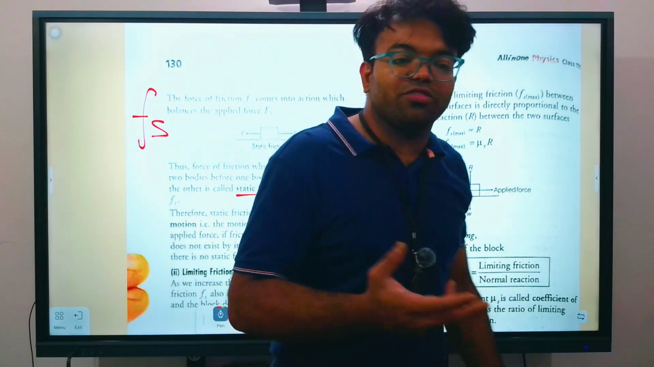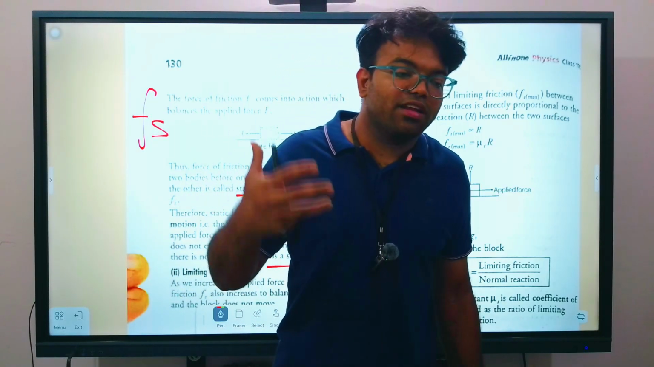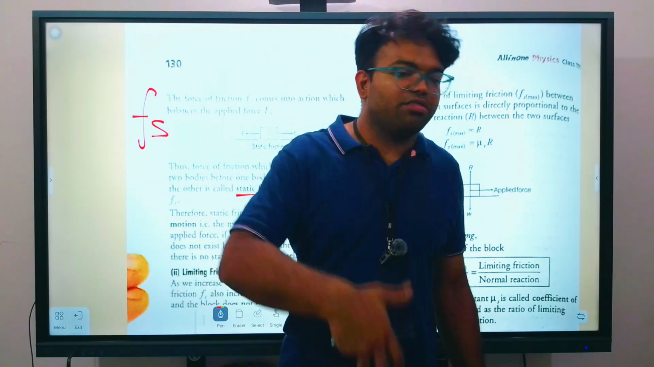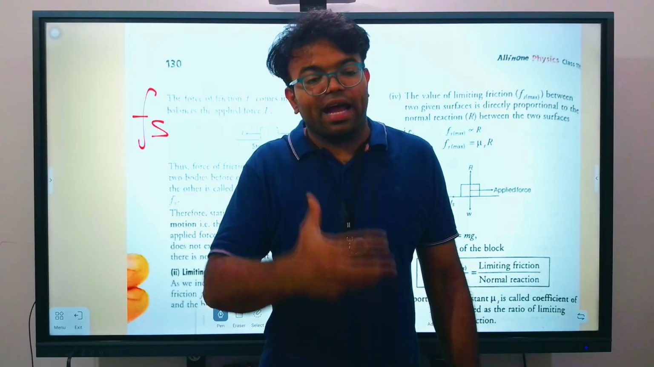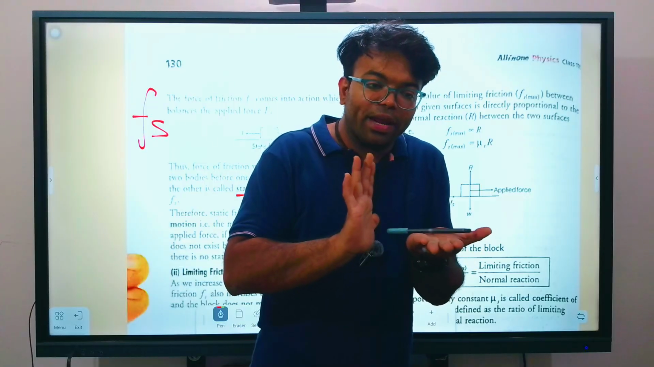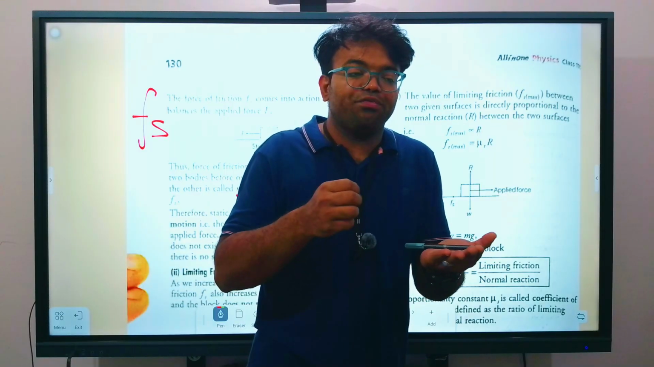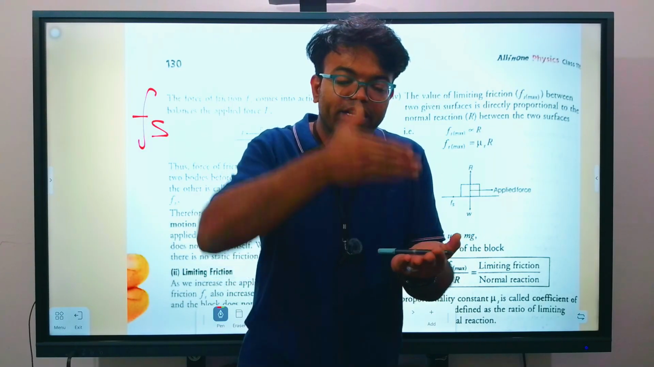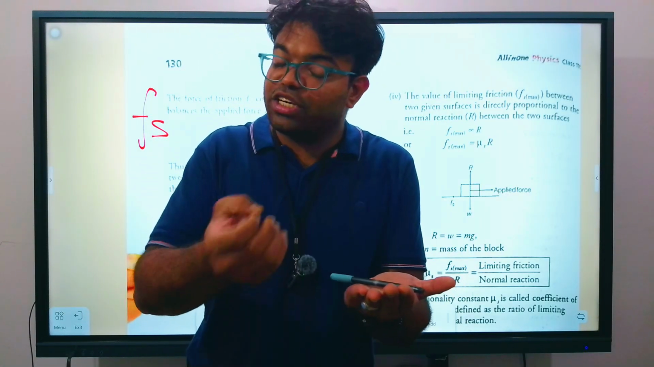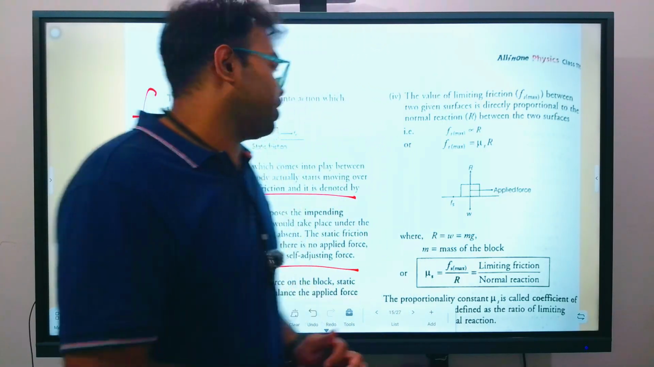So, friction is a very strange type of force. It only occurs if there is an external force being applied. If there is no force being applied, then the friction becomes zero. Static friction is a type of friction in which the force being applied onto the object does not make the object move, and the friction produced on the other end is called static friction.